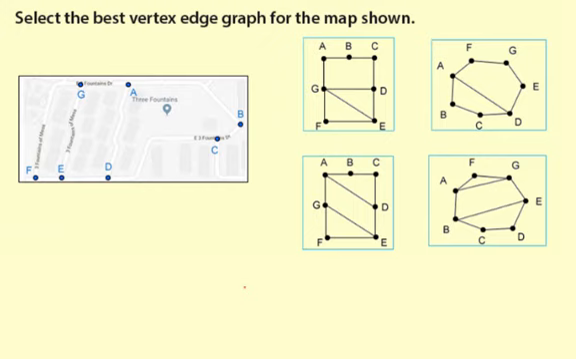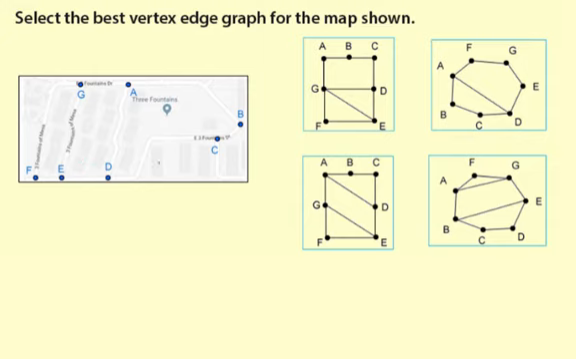Select the best vertex edge graph for the map shown. So here is a map of a neighborhood, and you can see that most of the intersections are labeled with vertices, A, B, C, D, E, F, G.